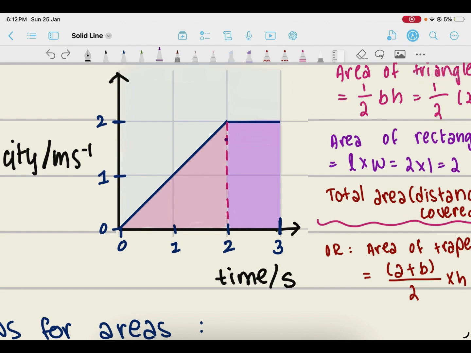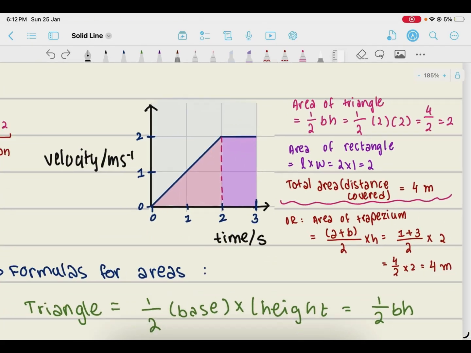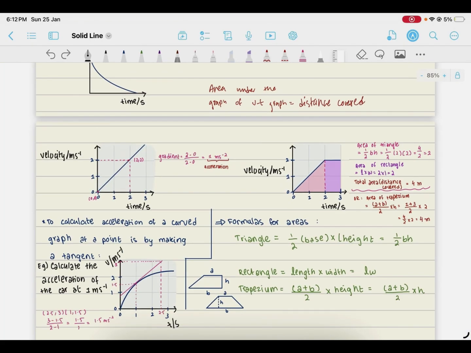This is our velocity-time graph, right? You can either calculate the area of this as a whole trapezium, or you can divide it into 2 parts and calculate the area of the triangle first, and then the rectangle, and then add these both together to get the total area. This is pretty simple. I won't be doing further explanation. You can just look at the working here. Right, now we'll be moving on.